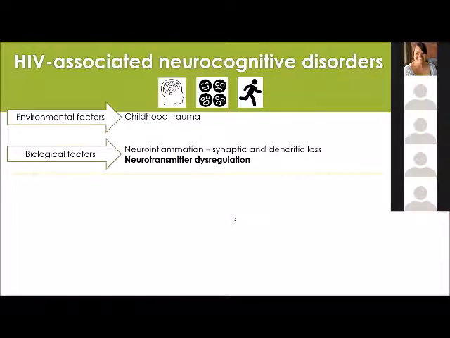When it comes to biological factors, the neurodegenerative effects of HIV are attributed to the migration of active HIV-infected monocytes across the blood-brain barrier and into the brain, leading to neuroinflammation. These inflammatory factors lead to neuronal injury and cell death and result in synaptic and dendritic loss within the brain of HIV patients, and this damage may contribute to the neurocognitive decline experienced by HAND patients.